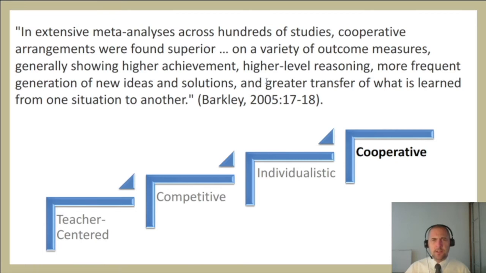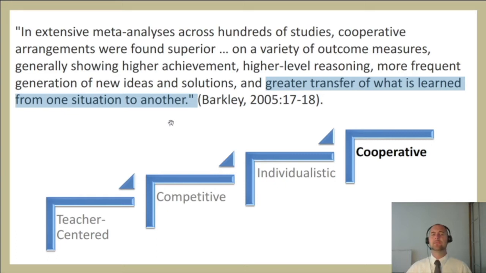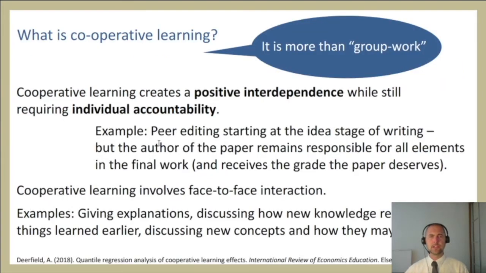Notice here it says there is greater transfer of what is learned from one situation to another. And in fact, that's exactly what employers are looking for in graduates. So cooperative learning is helping to prepare students for the world of work, where they're expected to apply what they learn to new situations, and they're expected to generate new ideas and solutions and bring a lot of creativity and innovation to the workplace. So that's another reason why cooperative learning is beneficial.